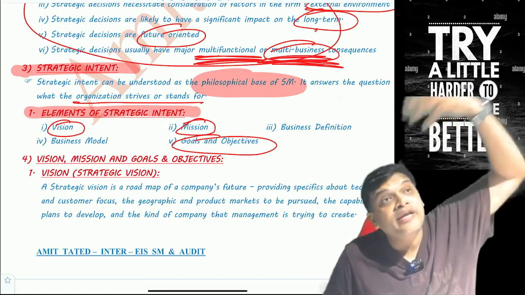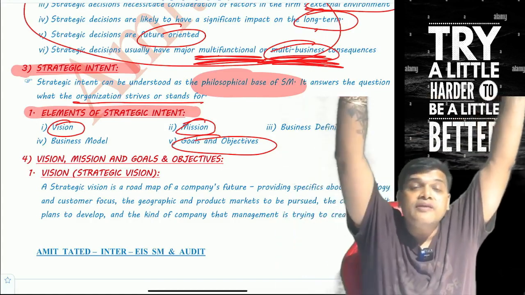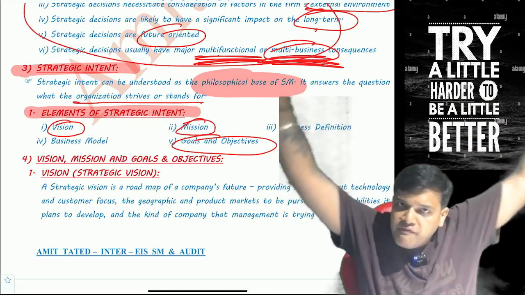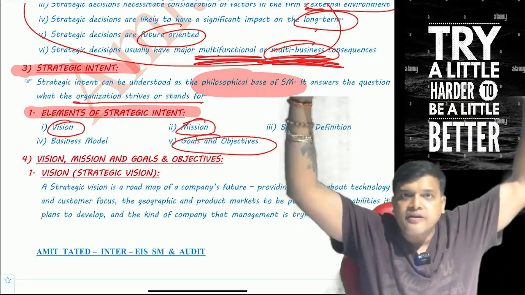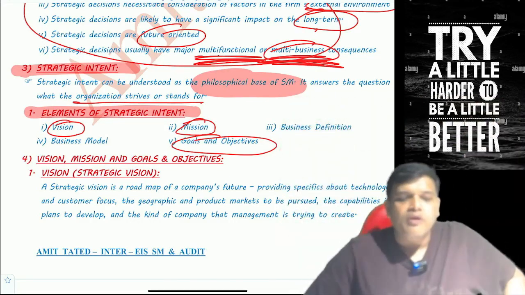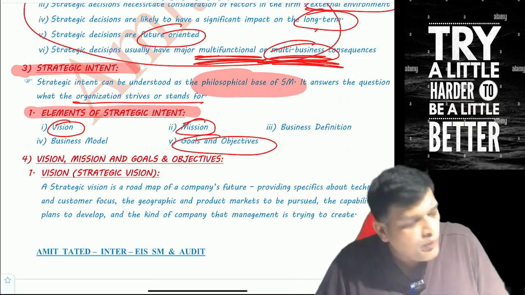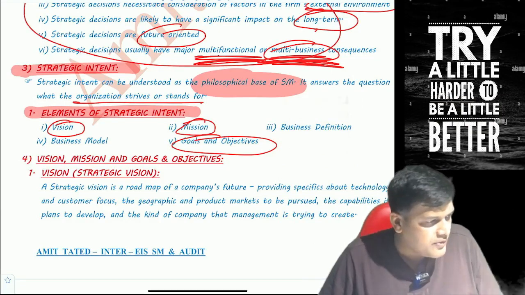Now vision. What you need to achieve after 10 years? After 10 years, I will be in the top 3 positions. That is vision. After 10 years, I need to be present everywhere across India. Vision. Right now, what you are doing, that is called mission. Everybody clear, Malik? So I think you are clear with vision, mission and goals.